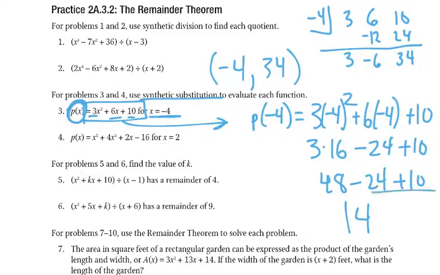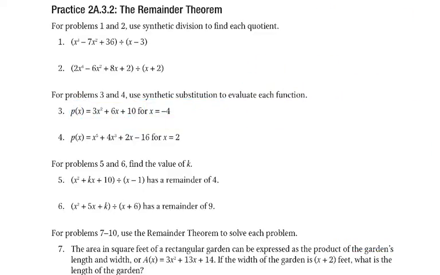I combine those two when I can't. Okay, so 48 minus 24 would be 24, plus 10 would be 34. See, when you do it correctly, it actually ends up giving you the same thing. Synthetic substitution sometimes can be a little quicker, especially if you can do it really well, but most of the time I'd say just plug this in for the x values and go from there. But this is a good way to practice synthetic substitution for now.